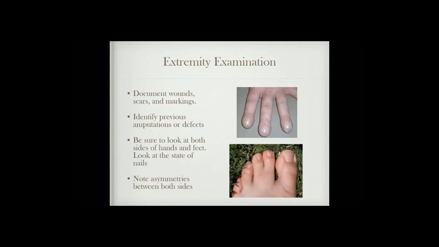Finally, it's time to examine the extremities. Be sure to look at both sides of the hands and feet, as well as the nails, as nails are a good indication of the health of the patient. Also note any asymmetries. Polydactylism is a common occurrence in the fingers and toes, and you don't want to miss it. Also, make sure you document any sort of amputations or possible defects.